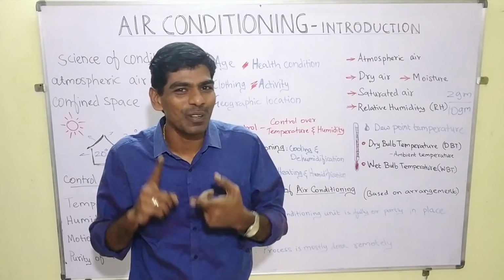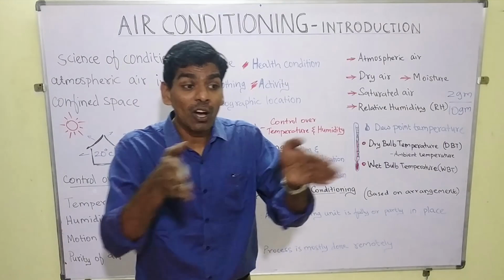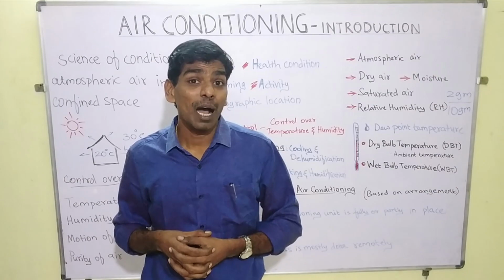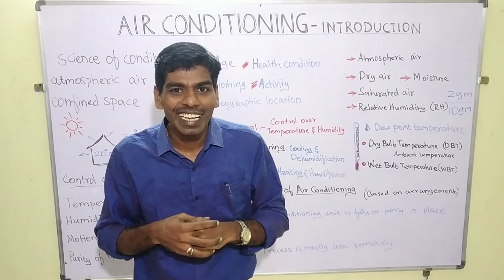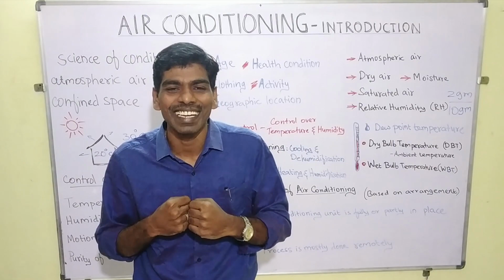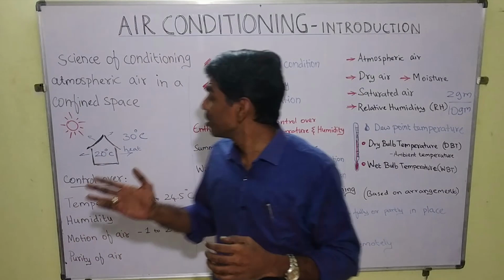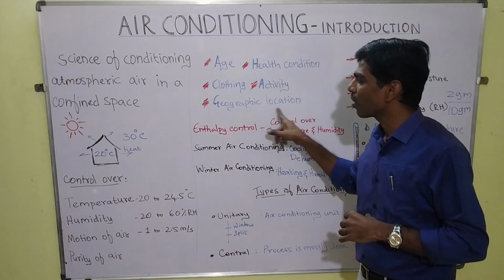Above all these things, when we look at the geographic location of people around the globe, in certain regions people may feel that 10 to 15 degrees centigrade is quite comfortable. If it is beyond that, if it is 20 degrees centigrade, they feel that it is warm. But in certain other regions, 15 or 20 degrees is extreme cold, and if it is around 30 degrees, the people there feel comfortable. So it is also based on the geographic location. So age, health condition, clothing, activity, then geographic location, these things are quite important even in the comfort zone.